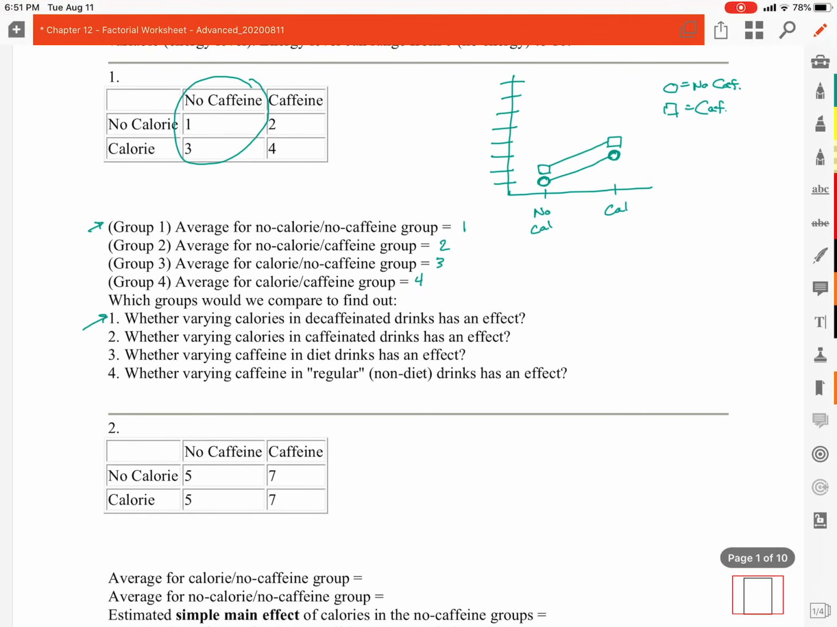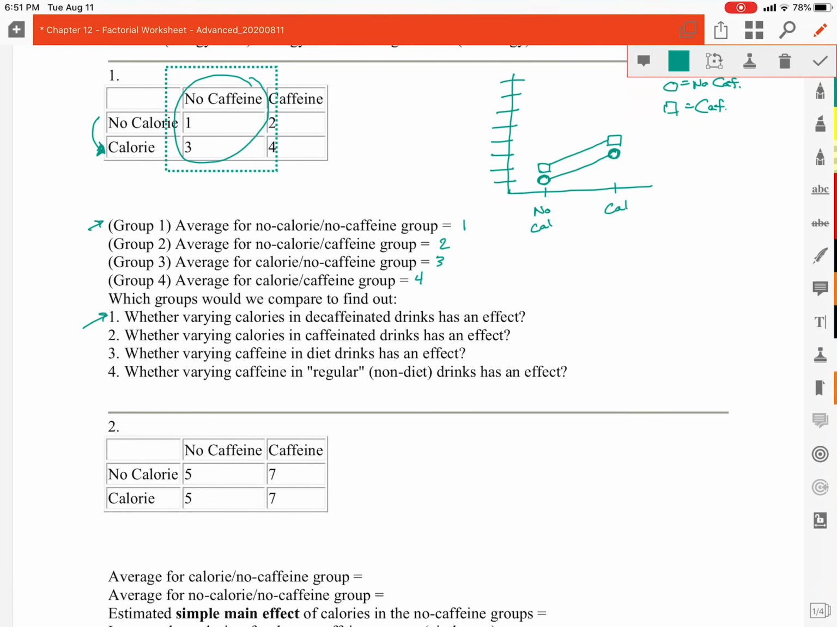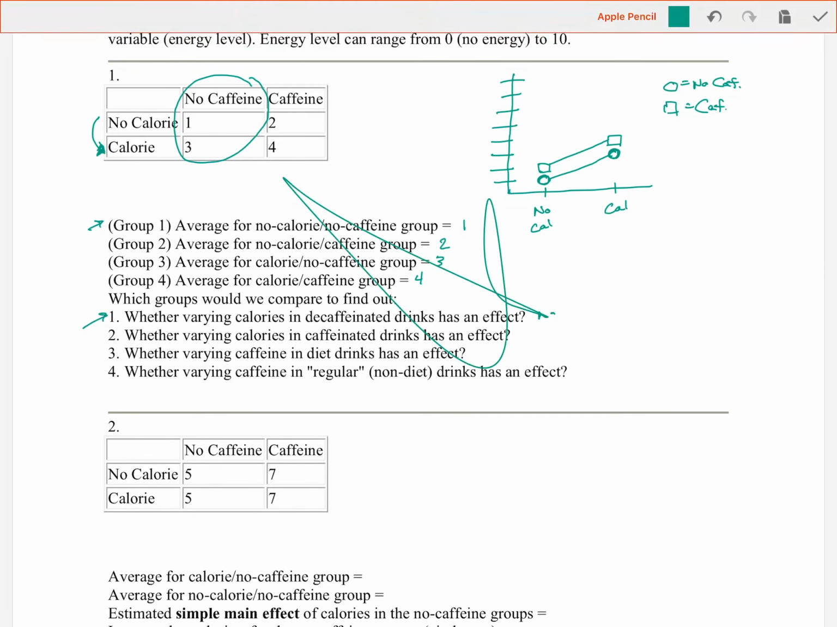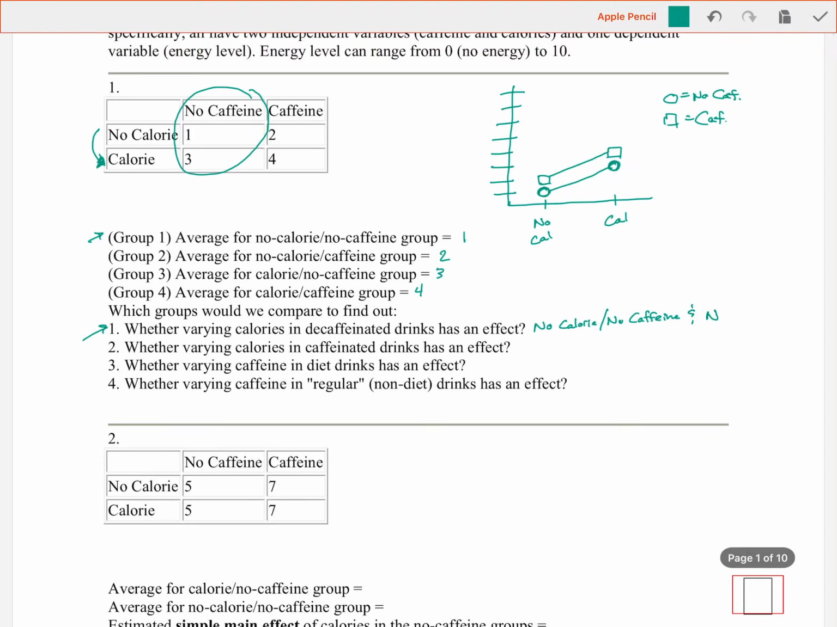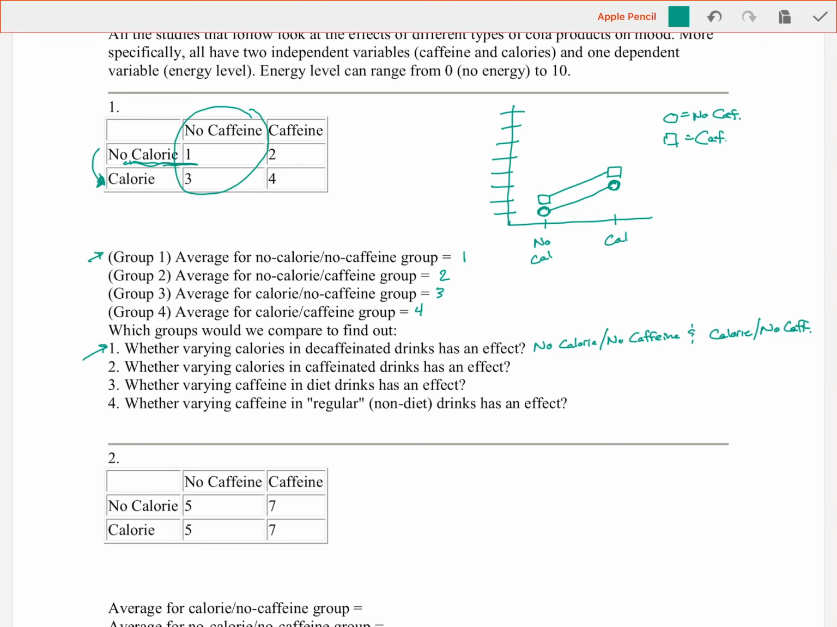In order to figure out whether varying calories within this decaffeinated drinks group has an effect, we're going to look at the no calorie, no caffeine group. That's the top one, the 1. And we're going to look at the calorie, no caffeine group. So when we compare this no calorie, no caffeine group to the calorie, no caffeine group, we can figure out whether varying calories in this one group actually has an effect.